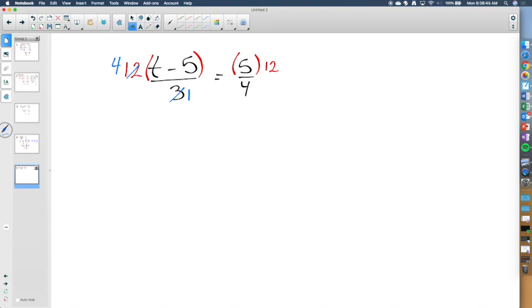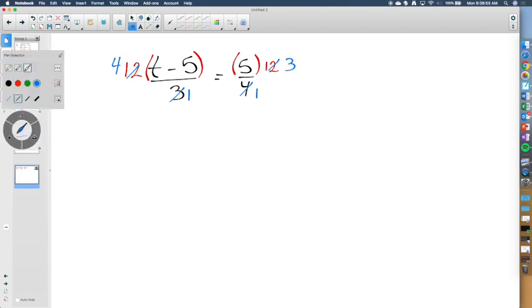On the other side, 12 and 4. 12 divided by 4 is 3. And again, my denominator disappears. And now all I have is integers. So this now becomes 4 times (t minus 5) is equal to 15.